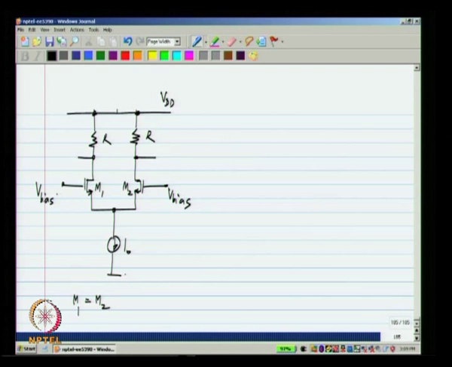Now, let us say we apply equal increments to the two sides. Okay. I will call that VCM, that means it is a common mode increment, it is common to the two sides, and I will apply an equal increment. Again it is easy to see that this voltage and that voltage will also be equal to each other. Okay.